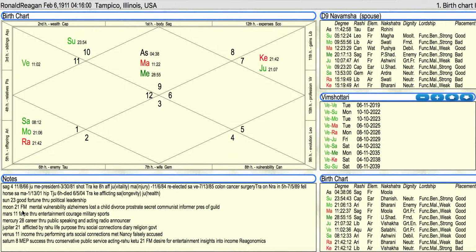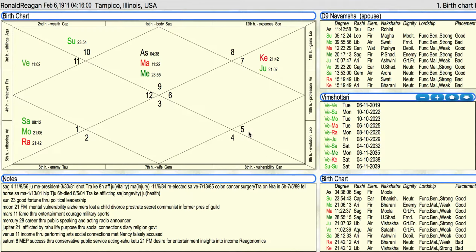Then we have Moon at 21 degrees. And we know that it can cause some issues, some vulnerabilities. So Moon gave mental vulnerability, which led to Alzheimer's. Moon is mind and emotions, and Moon is also placed in the house of children. So he did lose one child. I think died after a year or something, and then also in a Sagittarius chart, this 8th house becomes the indicator for relationships. So there was some drama in the first marriage and got a divorce.